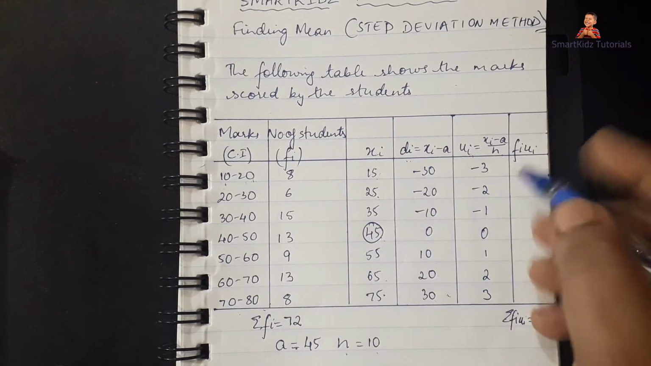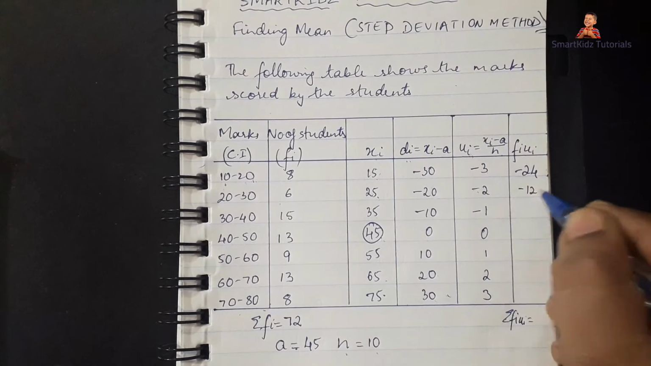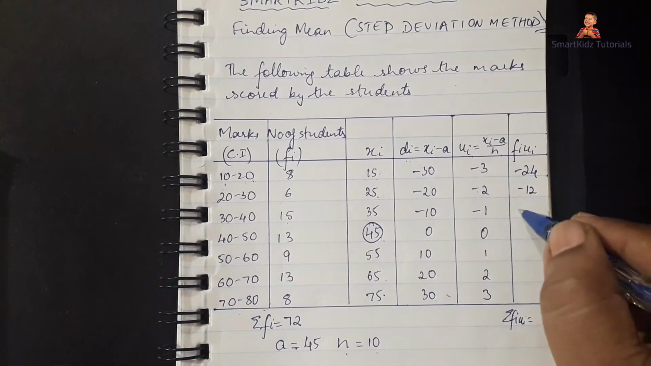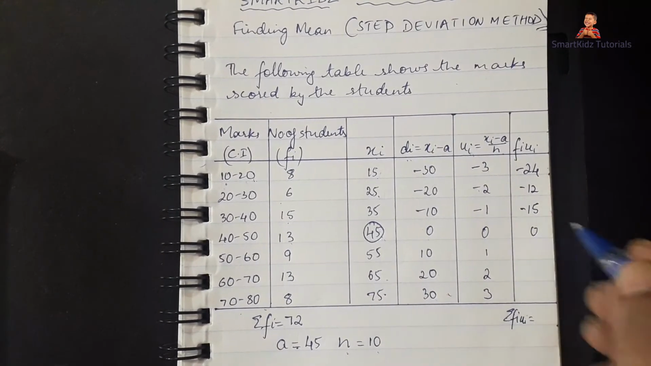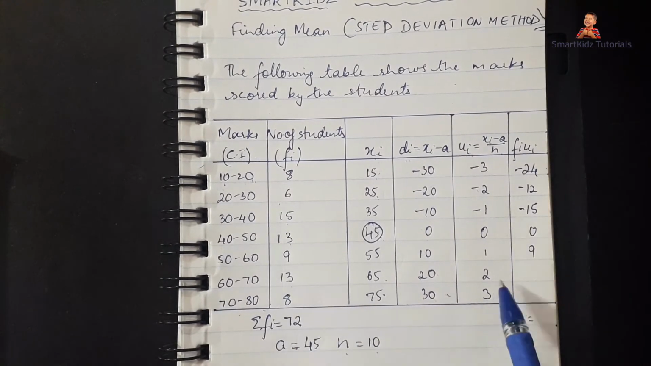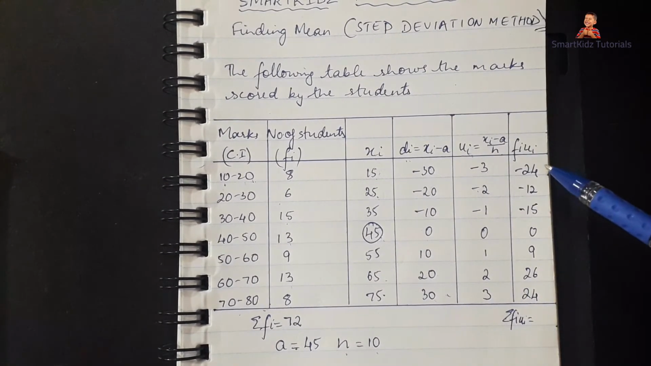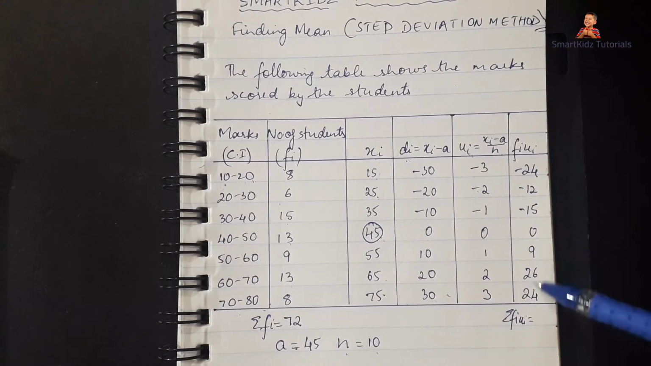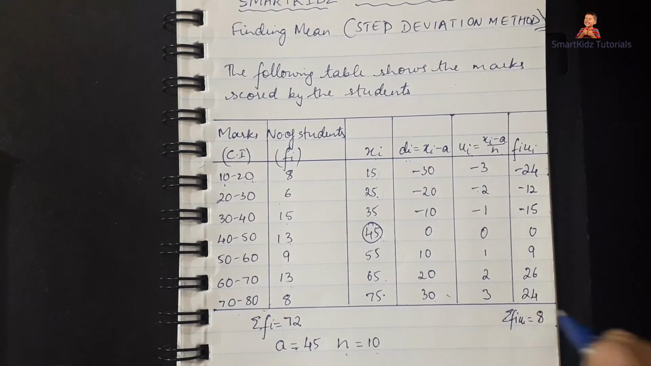8 into minus 3 gives us minus 24. 6 into minus 2 gives minus 12. 15 into minus 1 gives minus 15. 13 into 0 is 0. Then 9 into 1 is 9. 13 into 2 is 26. 8 into 3 is 24. And when we add all of these and subtract whatever we have to subtract, the answer that we get, that is sigma fi ui, is equal to 8.